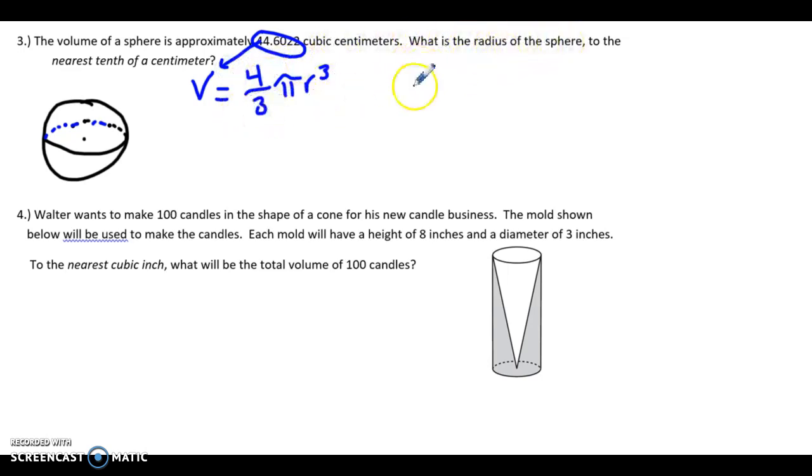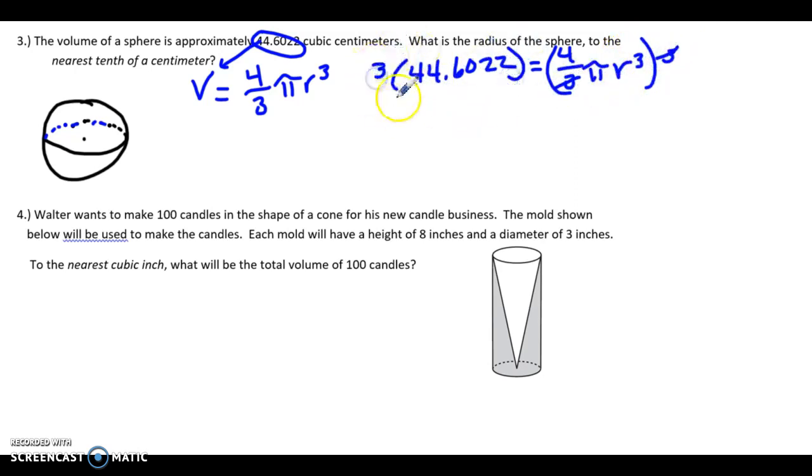And so really it's just an algebra problem here. 44.6022 equals 4/3 pi times r cubed. Okay, so I need to divide. Really, if I'm getting rid of this 4/3, this is what people have a problem with. If this 3 makes you uncomfortable, you can multiply both sides by 3 to start with, and then you don't have a fraction to deal with over there anymore.